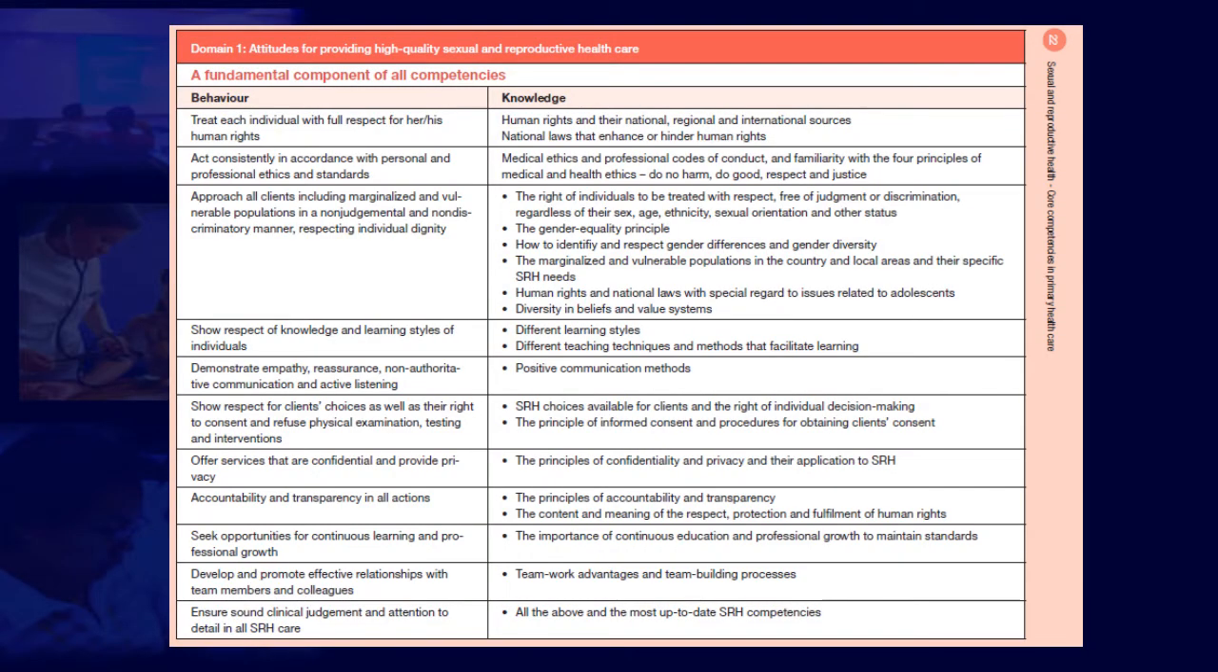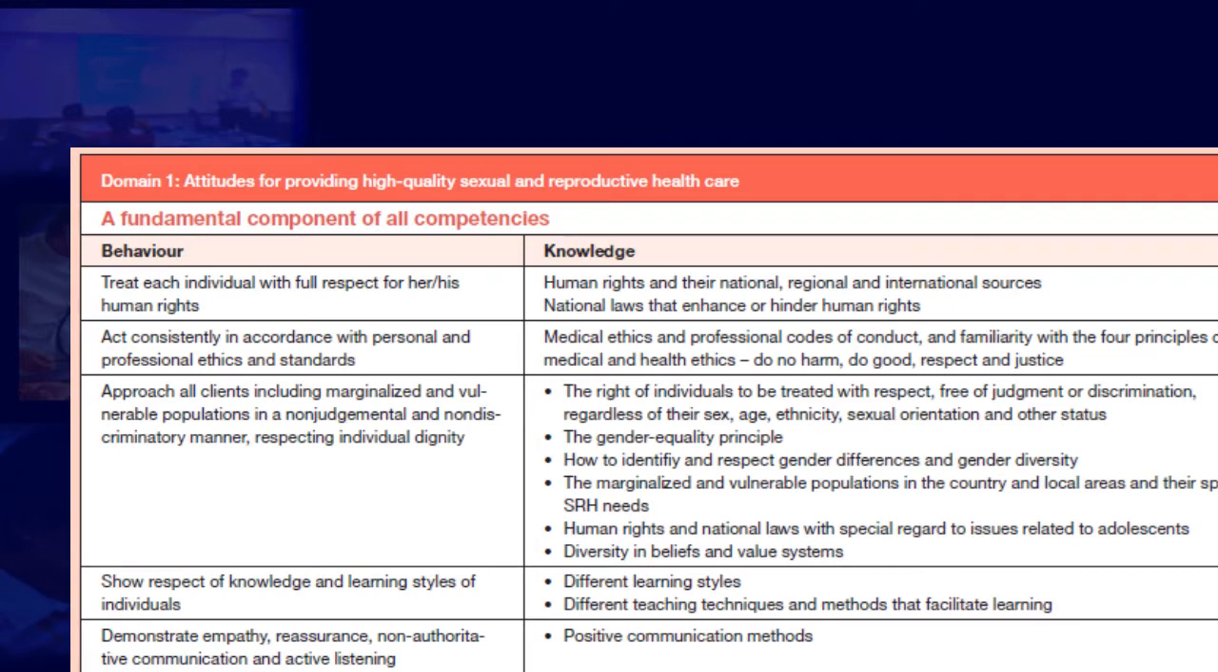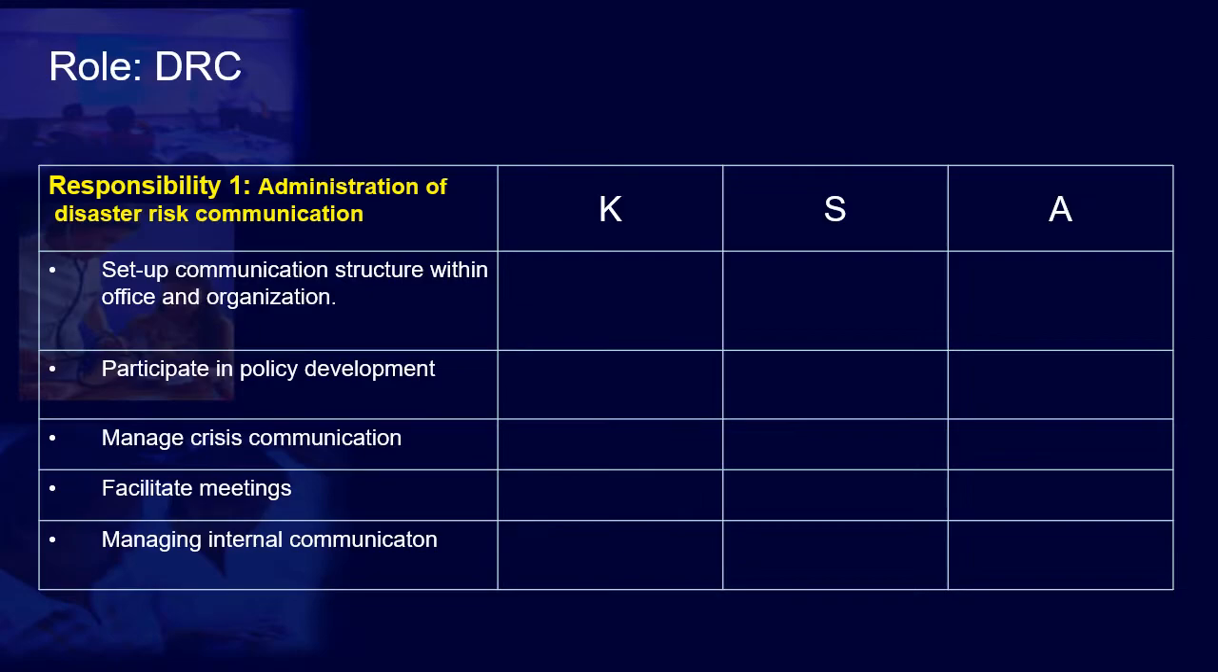In this example, tasks are termed behavior and they are on the left side of your screen, and the knowledge requirements are shown in the second column. This is a close-up view of the same analysis. In the remaining slides, examples of task analysis for a specific role, disaster risk communicator, will be shown.